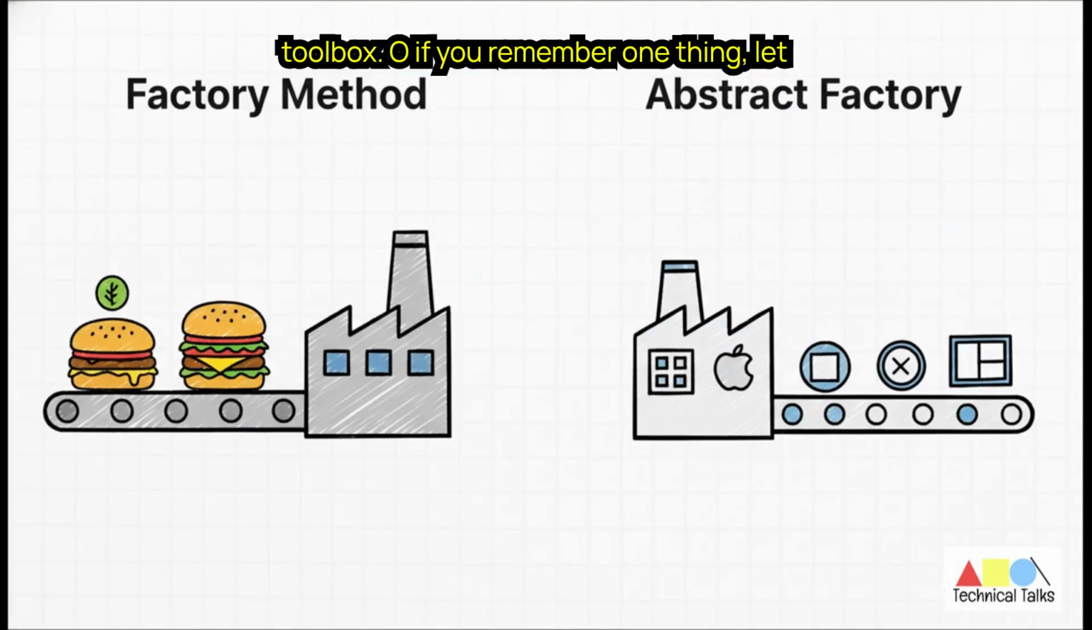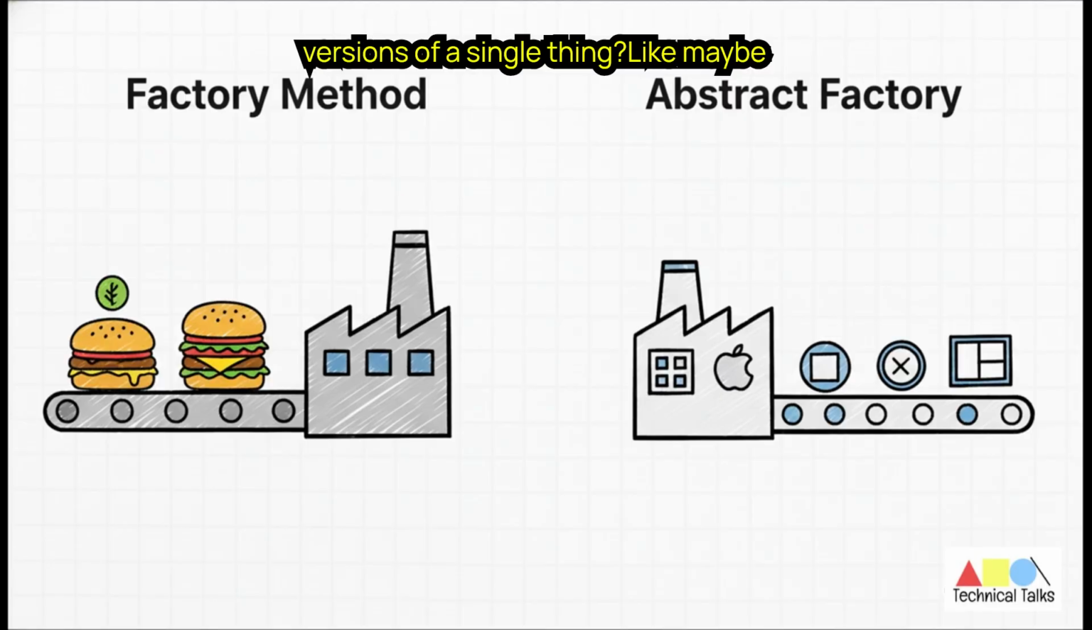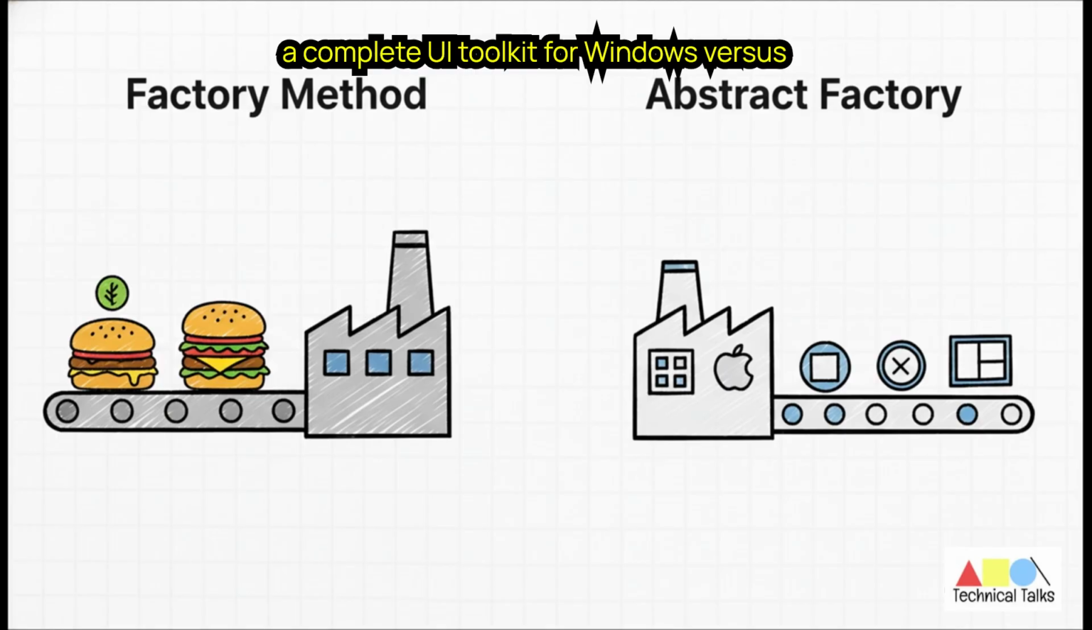So if you remember one thing, let it be this. Are you creating different versions of a single thing? Like maybe different kinds of burgers, cheeseburger, veggie burger. Use the factory method. But are you creating a whole family of different things that have to match? Like a complete UI toolkit for Windows versus one for Mac? That, my friends, is a job for the abstract factory.